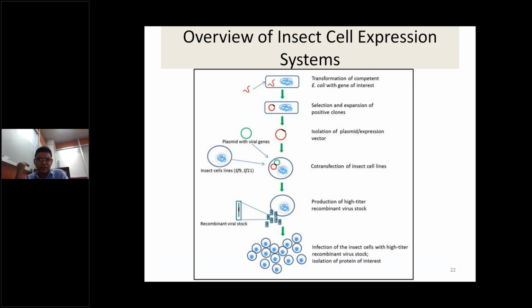So this is the same. I won't be spending much time on this particular slide. It follows the same flow. You have to identify the gene, clone it in a vector, and transfect it. So once you co-transfect the insect cell lines, production of high titer follows. Basically you are transfecting two things: one is the plasmid with the viral gene, and one is the plasmid or expression vector having a gene of interest. Then it will help in production of high titer recombinant virus stock, and eventually the insect cells will be producing the recombinant virus stock, and isolation of the protein of interest will be possible.